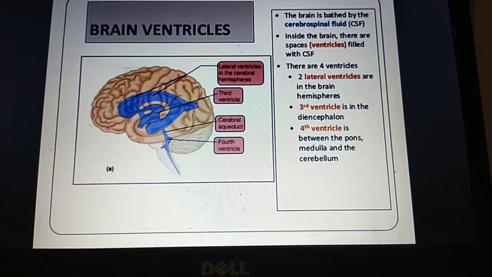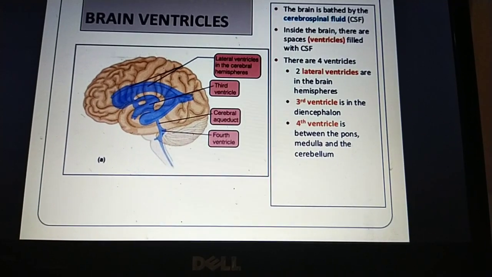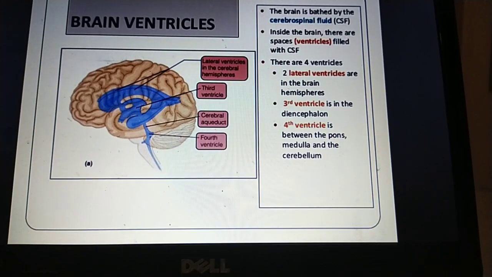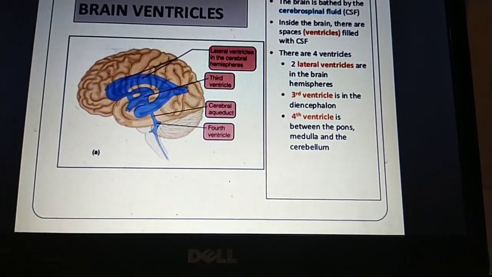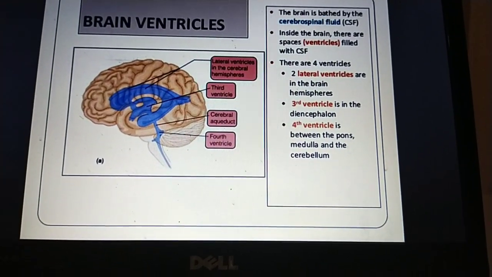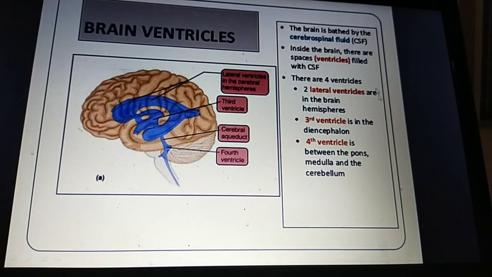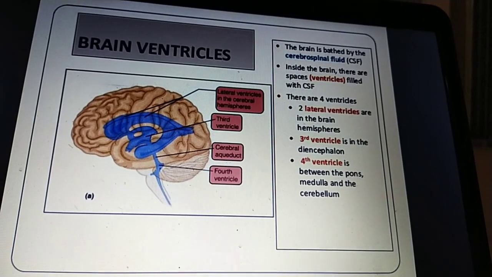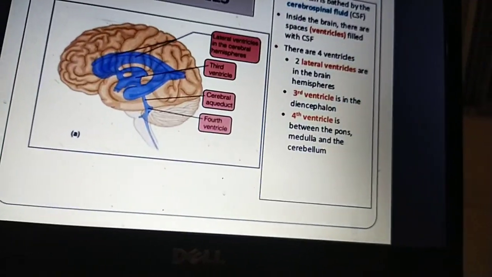The brain is bathed by the cerebrospinal fluid. Inside the brain there are spaces or cavities, called ventricles, filled with the CSF. There are four ventricles. The two lateral ventricles are in the brain hemispheres. The third ventricle is in the diencephalon, meaning the thalamus or hypothalamus region, and the fourth ventricle is between the pons and medulla oblongata and the cerebellum.